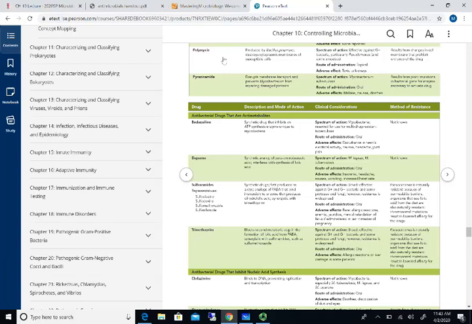Polymyxin is another one. Polymyxin mixed with bacitracin mixed with neomycin are going to be your triple antibiotic, Neosporin. So that is something very important to remember. What are your three medications for your triple antibiotic that is topical? Polymyxin, bacitracin, and neomycin.